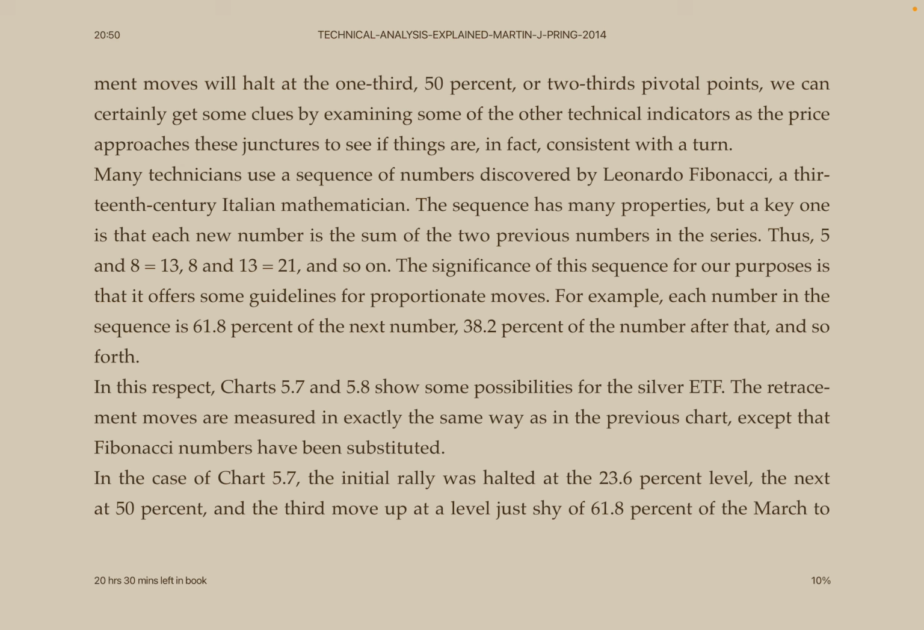Many technicians use a sequence of numbers discovered by Leonardo Fibonacci, a 13th century Italian mathematician. The sequence has many properties, but a key one is that each new number is the sum of the two previous numbers in the series. Thus, 5 and 8 equal 13, 8 and 13 equal 21, and so on. The significance of this sequence for our purposes is that it offers some guidance for proportionate moves.